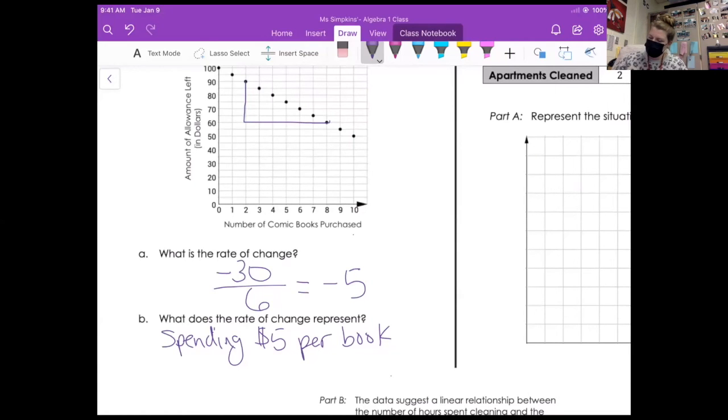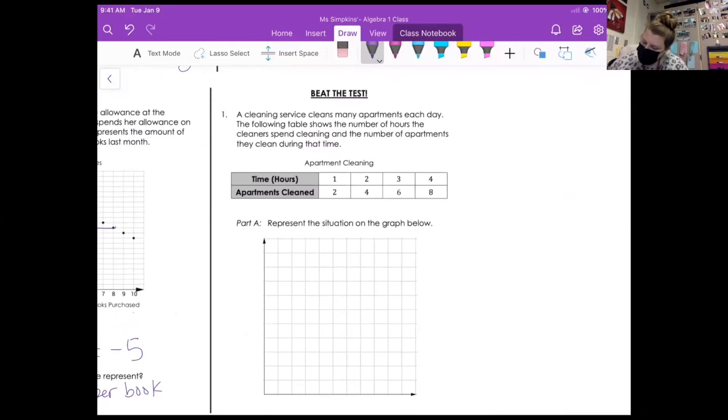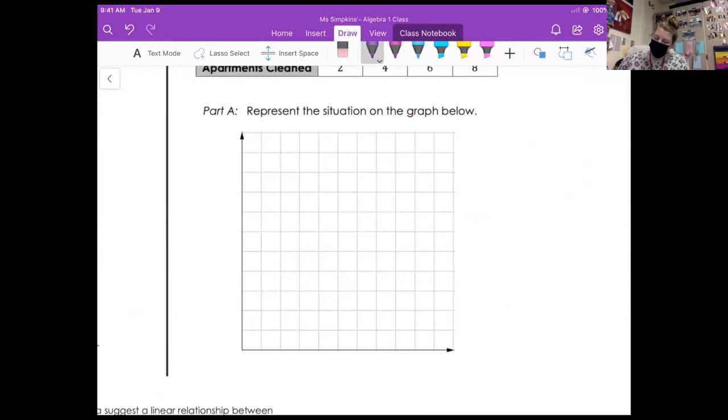All right, let's look at the beat the test question. So a cleaning service cleans many apartments each day. The following table shows the number of hours the cleaners spend cleaning and the number of apartments they clean during that time. So after 1 hour, they've cleaned 2. After 2 hours, they've cleaned 4. 3 hours, 6. 4 hours, 8, and so on. So our y-axis is going to be apartments. And our x-axis is going to be hours. You can label it 1, 2, 3, 4, 5, 6. We're going to go by 1, so it's not really necessary to label because we know that it's going by ones.